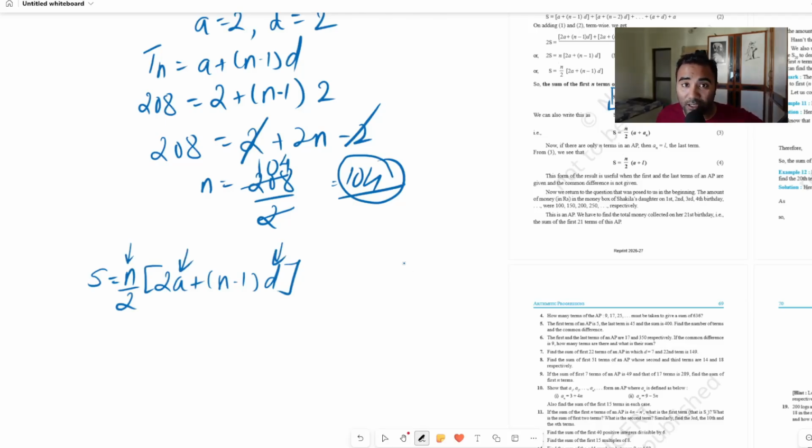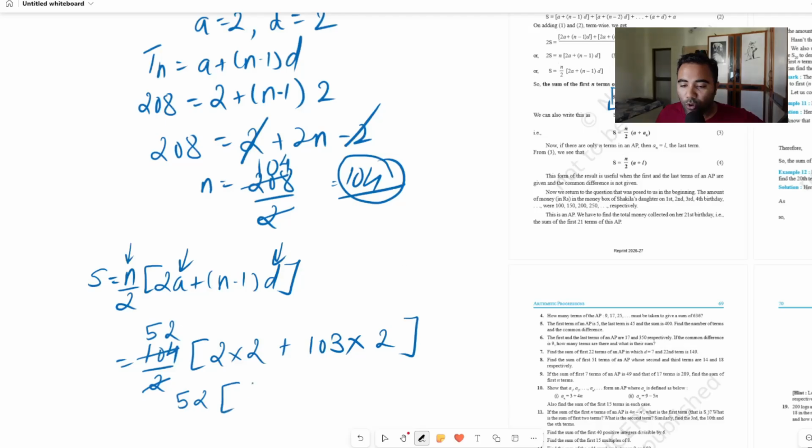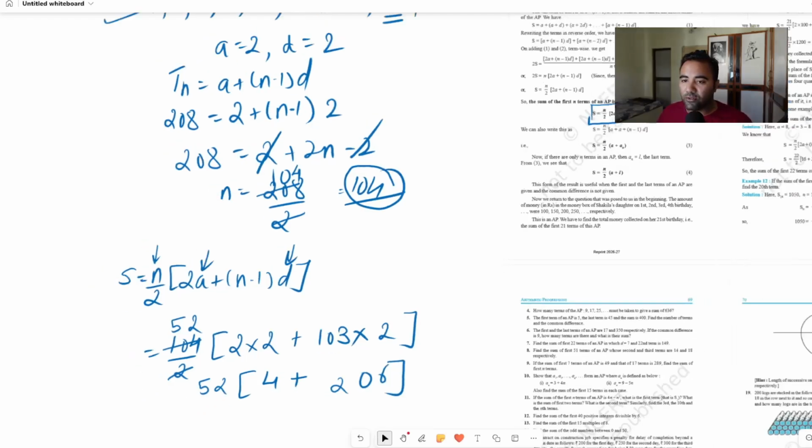Now let's calculate the sum. So 104 upon 2 multiplied by 2, because A is 2, plus 104 minus 1, 103, and common difference is again 2. So far so good. 2 5s are 10, 2 2s are 4, 52, 4 plus 206.